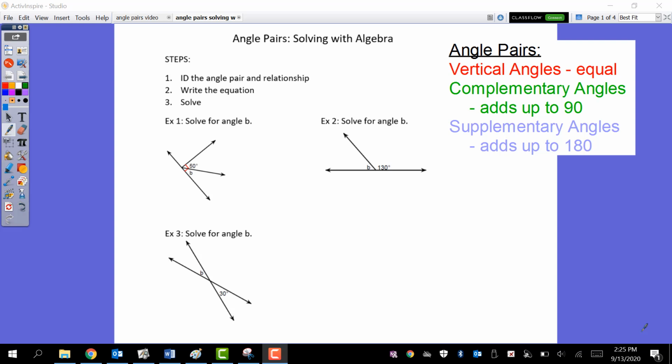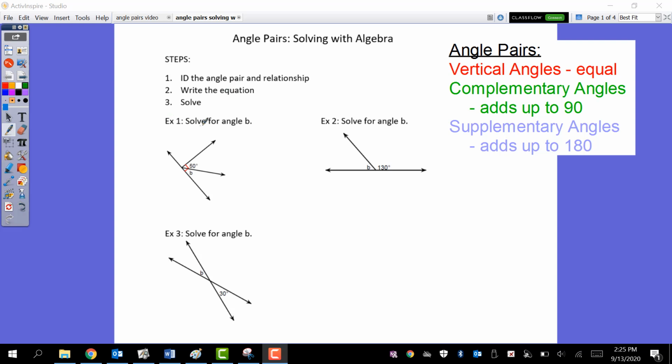All right, so now that we are able to identify our different angle pairs, we're pretty much going to focus on these three: vertical angles, complementary angles, and supplementary angles, because those are the ones that actually give us a relationship. Are they equal, are they adding up to 90, or are they adding up to 180? Using that information, we're going to be able to answer questions and find the missing angles. So the first step is you have to identify which kind it is, and does that mean they're equal, add up to 90, or add up to 180? Then you're going to write an equation, and then you're going to solve the equation.